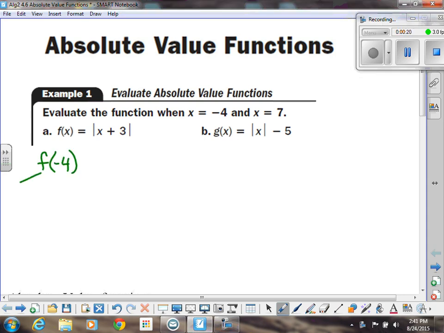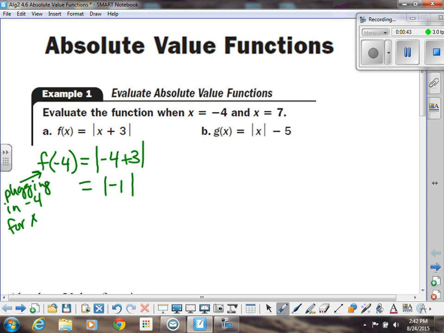Remember, all this means is that I'm plugging in -4 for x. That's all that means. When I actually do it, it's over here on the right-hand side. So if I work inside the absolute value bars first, I have -4 plus 3, that is -1. And then I take the absolute value of -1.